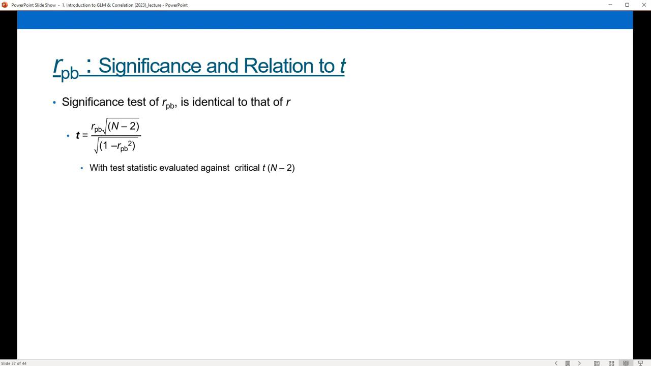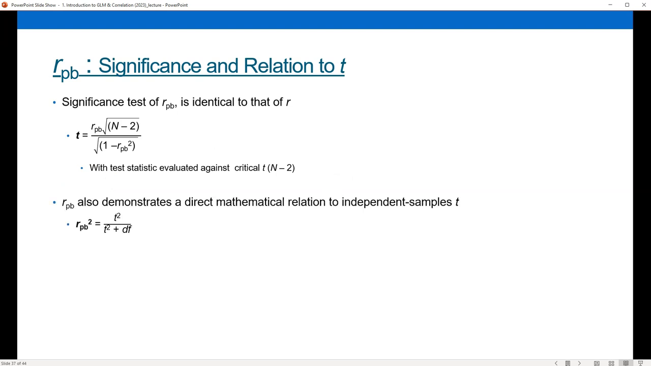Well, what we see is that our significance test, or our inference test, for a point-biserial correlation is identical to the same process that we used for our t-test for r, okay? So here we just have our point-biserial times the square root of n minus 2 over the square root of 1 minus the square of my point-biserial correlation, still evaluated against a critical t of n minus 2, okay?